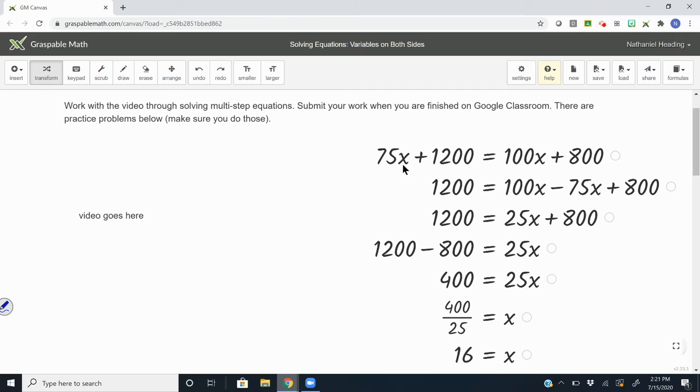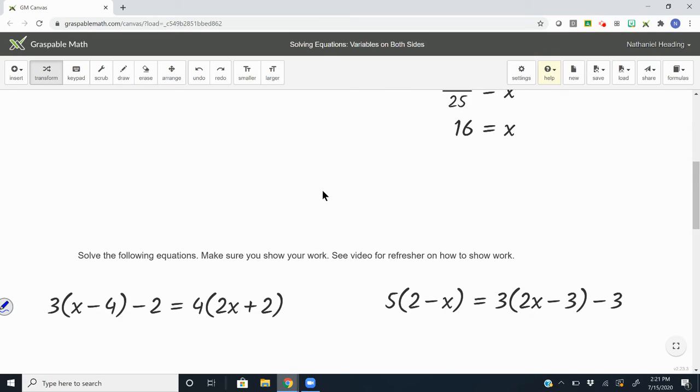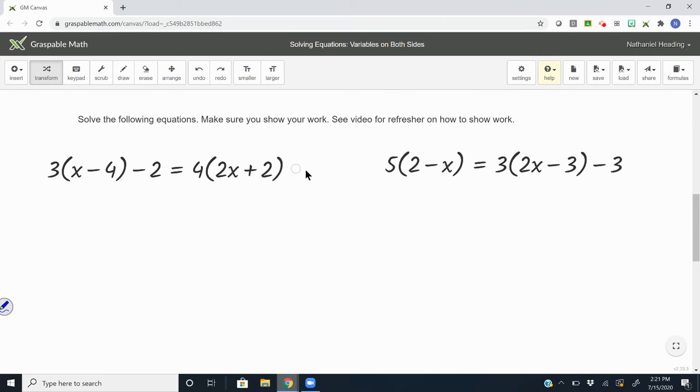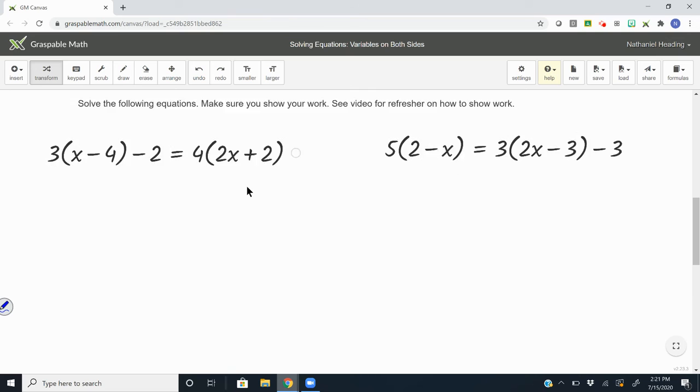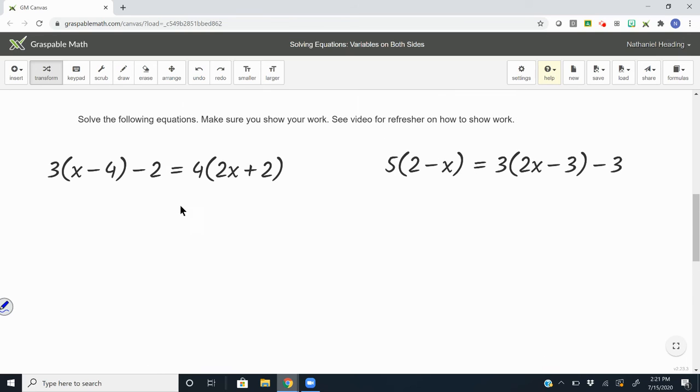So that's how we're going to move it. We're going to undo this like we would any other problem. We're going to subtract or either add our variable to both sides. Let's jump to some more examples. I'm going to do these two, and then you're going to do some down at the bottom.